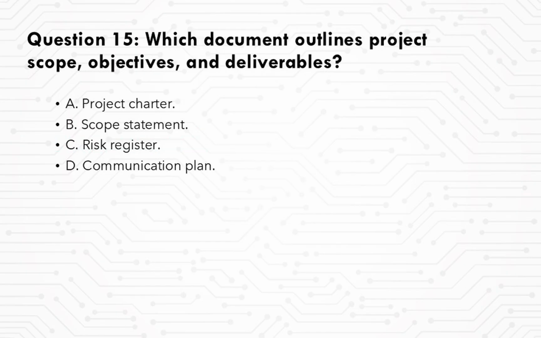Question 15. Which document outlines project scope, objectives, and deliverables? A. Project charter. B. Scope statement. C. Risk register. D. Communication plan. Answer: B. The scope statement details what is included in the project.